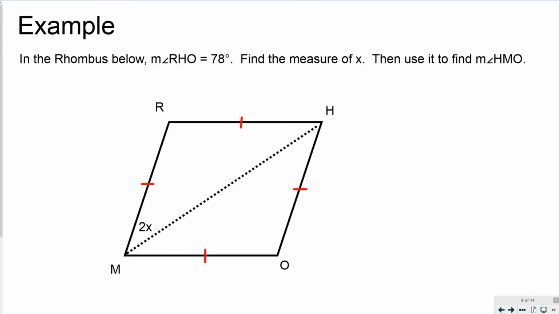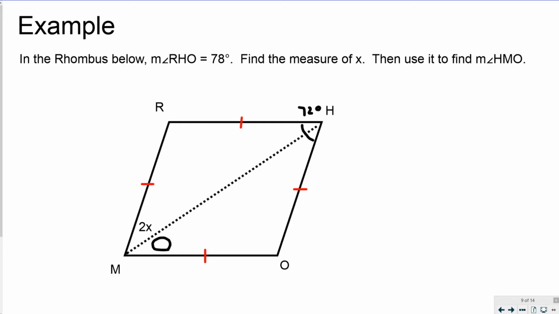All right, another example. In the rhombus below, the measure of angle RHO, so R to H to O, so we're talking about this angle here, is 72 degrees. Find the measure of x, and then use it to find the measure of HMO. So they're asking me to find this.